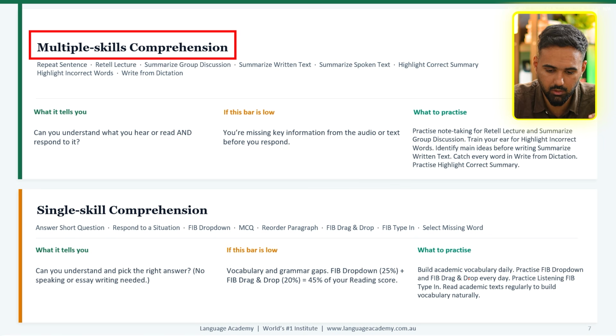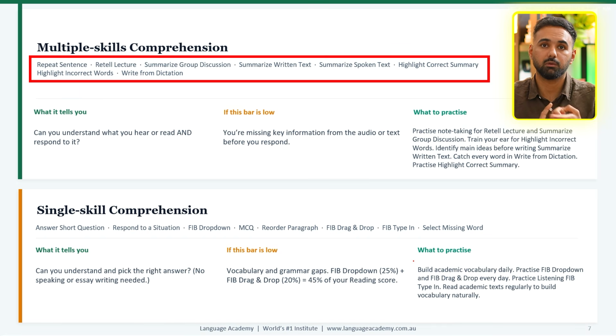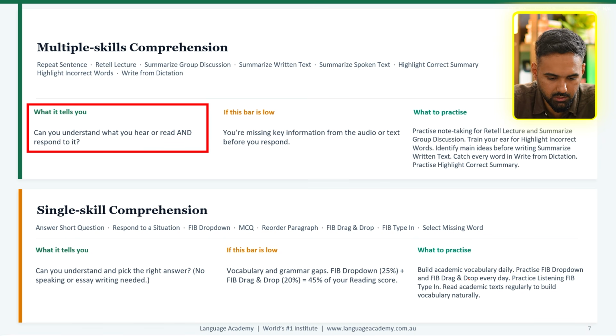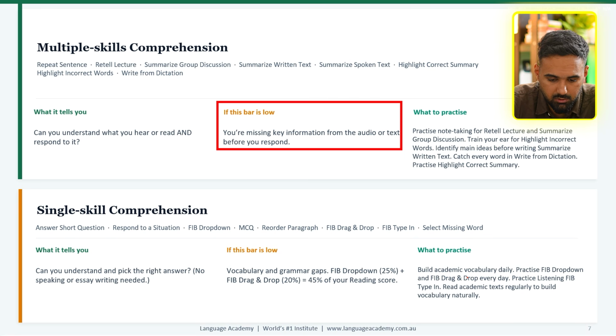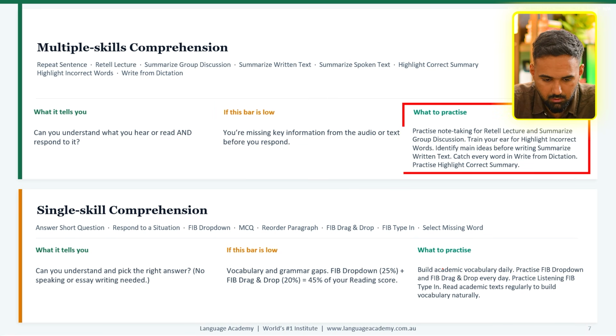Next, multiple skills comprehension. This is what is going to help you. This includes question types which will give you points in more than one module, like repeat sentence, retell lecture, summarize group discussion. These will give you points in speaking and listening. Then summarize written text and summarize spoken text will give you points in 2 modules. So this includes repeat sentence, retell lecture, summarize group discussion, summarize written text, summarize spoken text, highlight correct summary, highlight incorrect words, and write from dictation. What it tells you is whether you can understand what you hear or read and respond to it, obviously. If this is low, it means you're missing key information in your speech or in your written text.